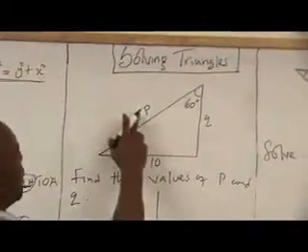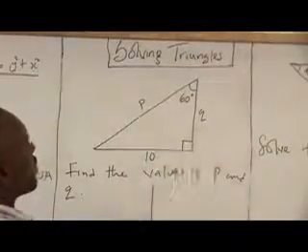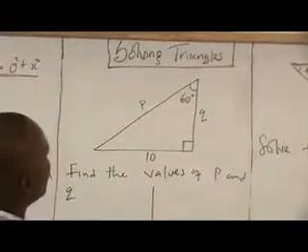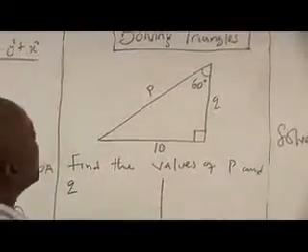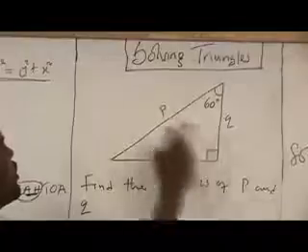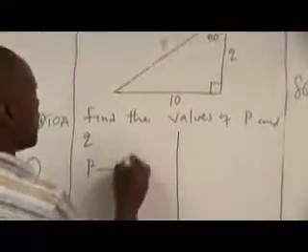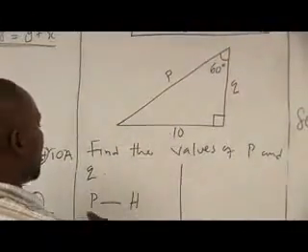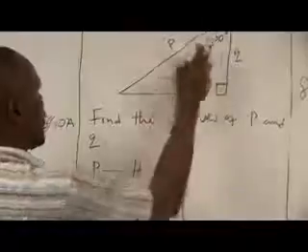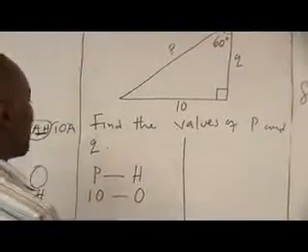Here we have to look for P and Q. Quickly, what do we have? That's the right angle triangle. I'm looking for P. P is the hypotenuse. Yes. I have 10. What's 10 to this angle? Opposite. Again, what do we have?